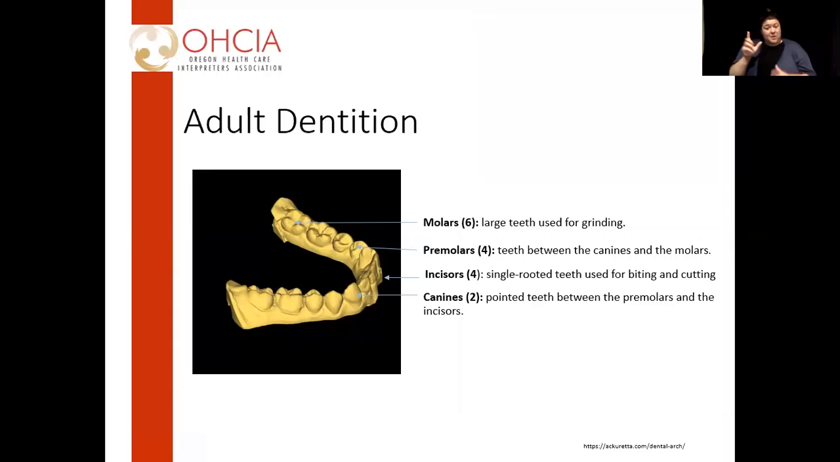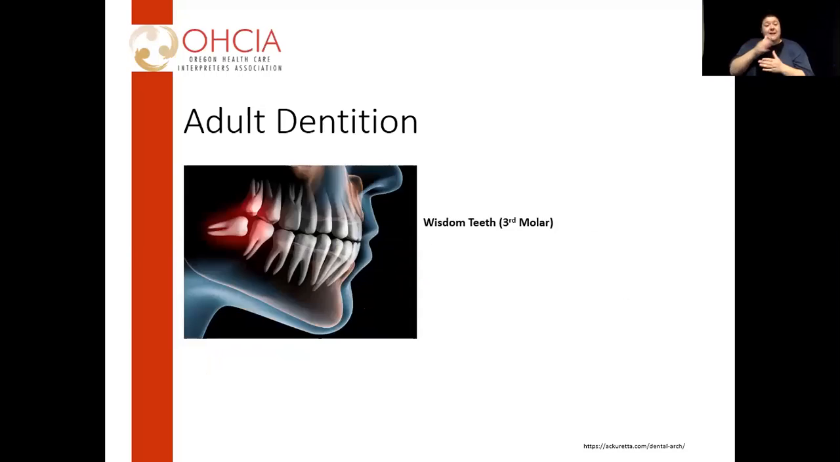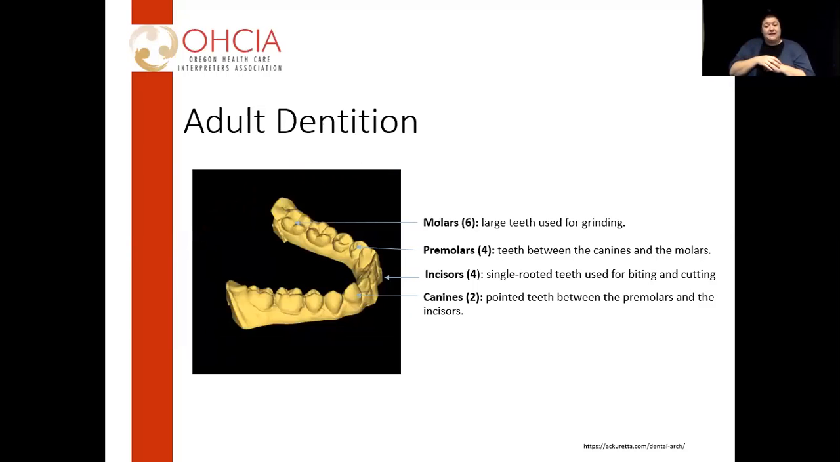In the adult dentition, when we are fully developed, we have 6 molars, which are those flat topped teeth that are used to grind food down. There are the premolars, which are the teeth between the canines and the molars. And then in the front, we have the incisors, which are sharp. They're used for cutting and biting. Think of biting an apple.